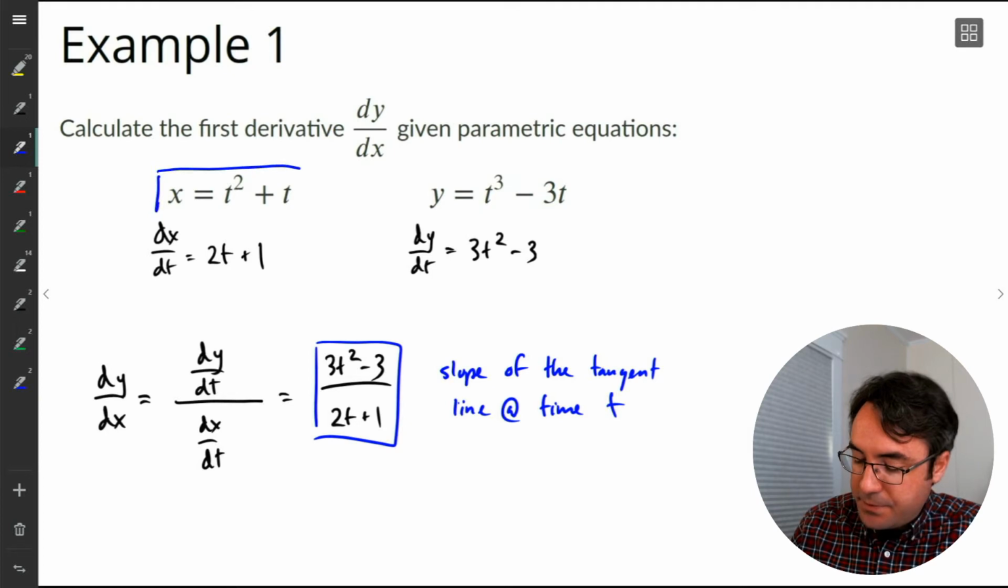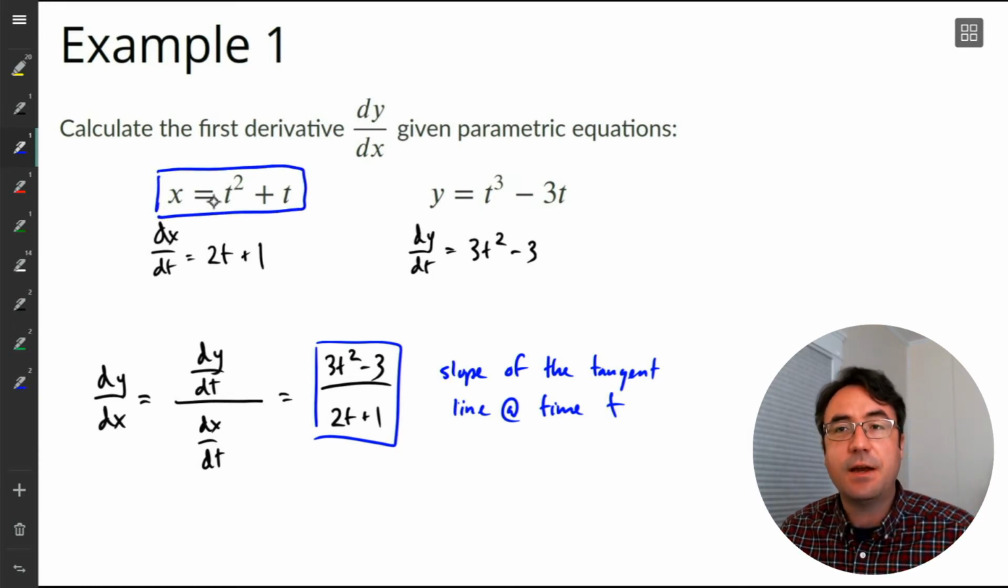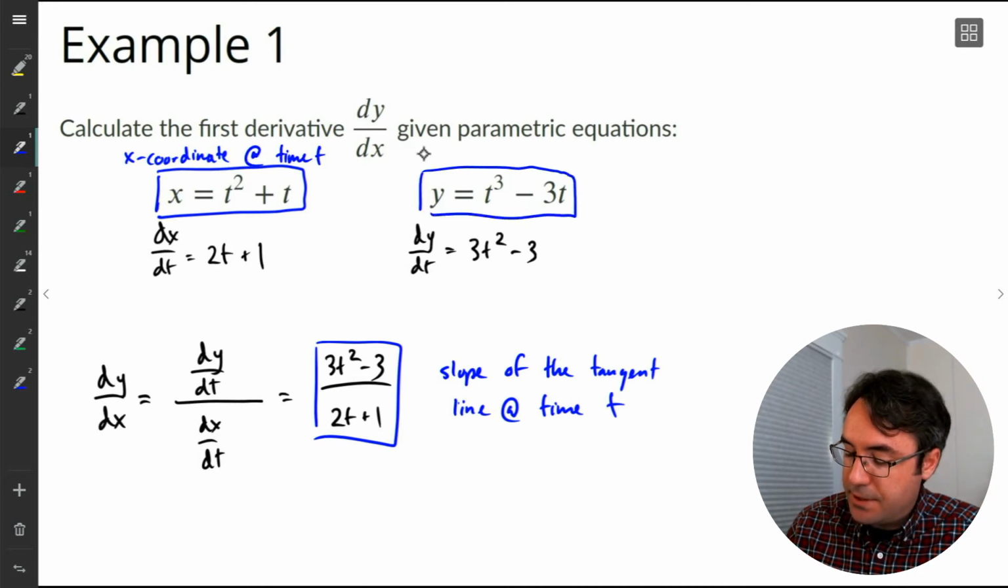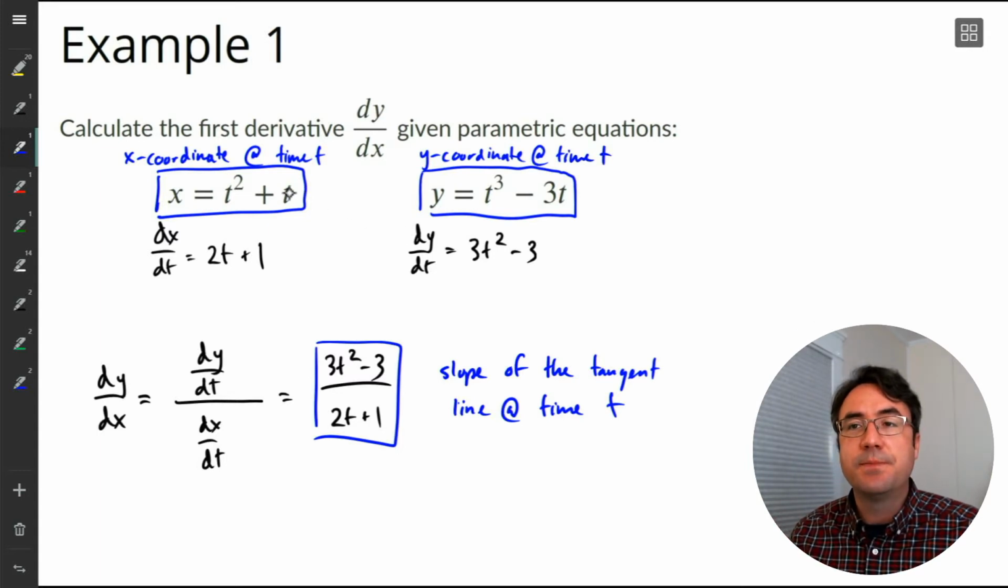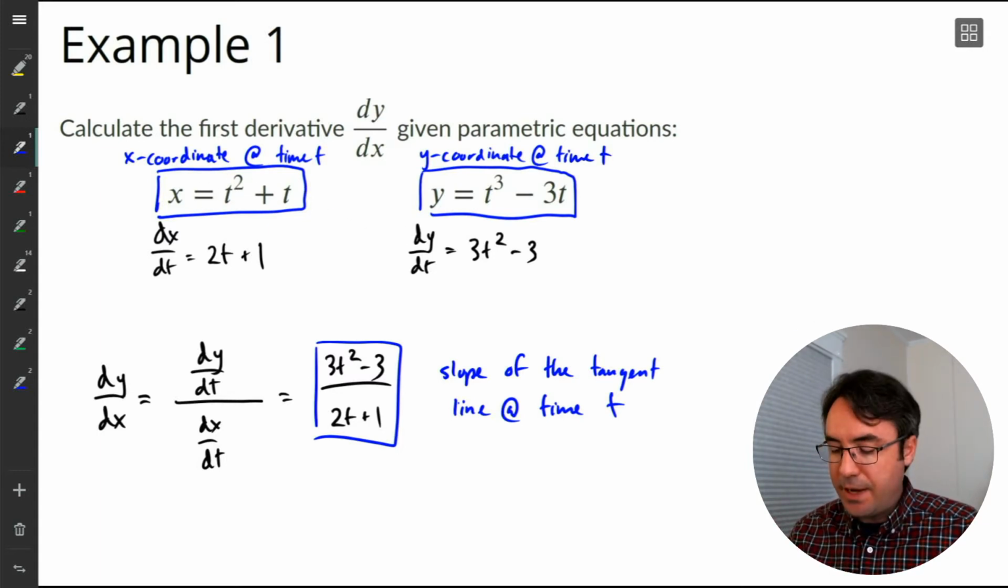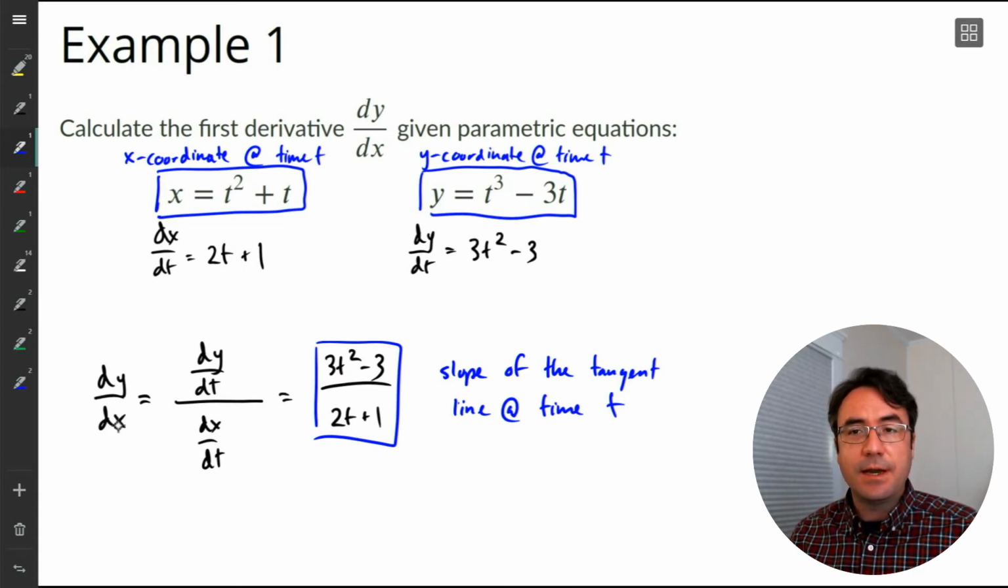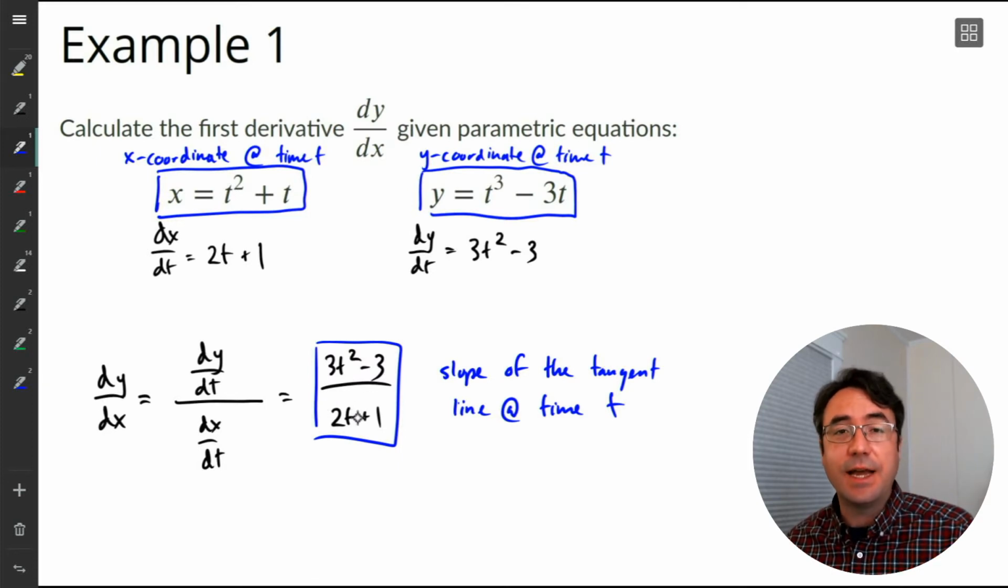Just like really, what do these parametric equations say? Well, this tells us our x position, our x coordinate at time t. And this equation tells us our y coordinate at time t. So with parametric curves and parametric equations, everything is kind of expressed in terms of t. We have our x equation, telling us the x coordinate at time t. We have our y equation, telling us the y coordinate at time t. And we just calculated dy dx, our usual kind of slope of the tangent line derivative. And that's telling us the slope of our tangent line at time t.